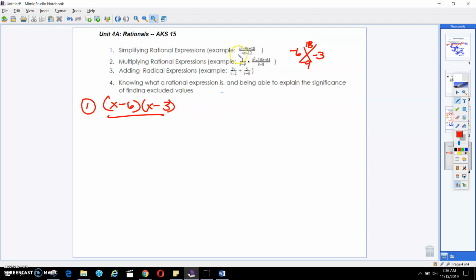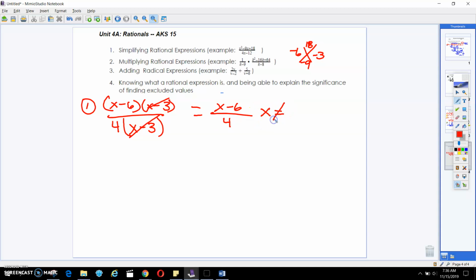In the bottom, just because it doesn't have an exponent doesn't mean that you can't factor it. So what is the greatest common factor of 4 and 12? 4. If I pull out a 4, I'm left with x minus 3. What do you notice is in the top and the bottom? x minus 3's. So my final answer is going to be x minus 6 over 4.